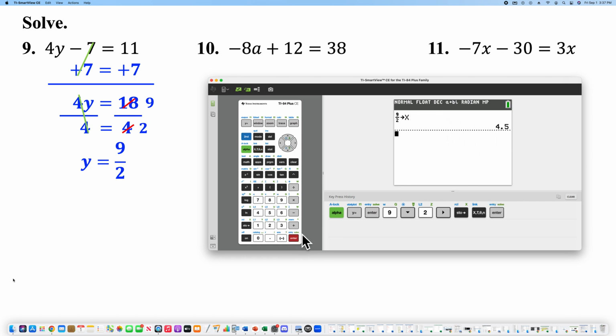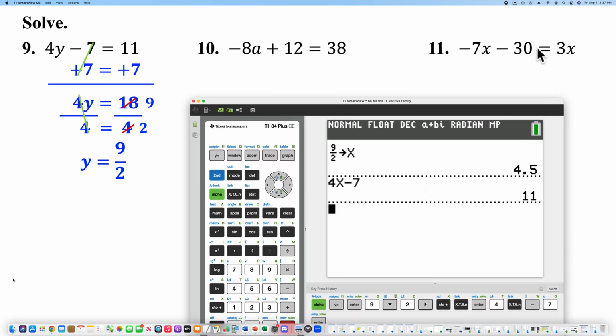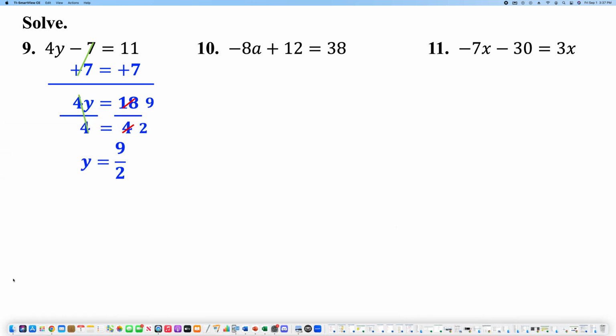Okay. All right, so now here's what we do. We go back to the original problem, and we're going to type in the left-hand side, 4x minus 7. Now, if my answer is correct, my calculator will tell me that I have 11. I have 11, so now I know I'm right. So that's how we're going to grade it. We'll come back to number 11 because there's 2 x's there, and we'll show you what we do there.